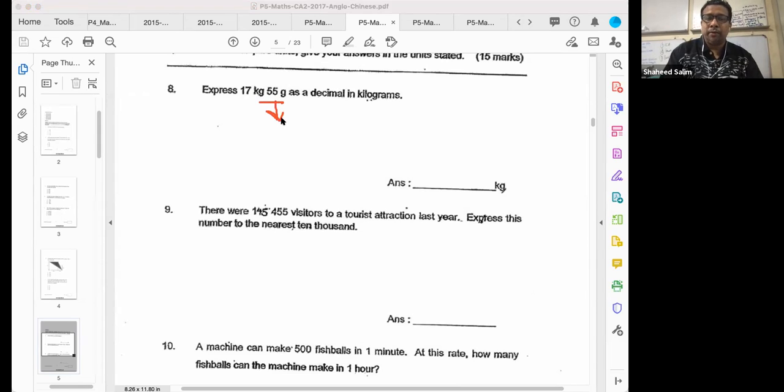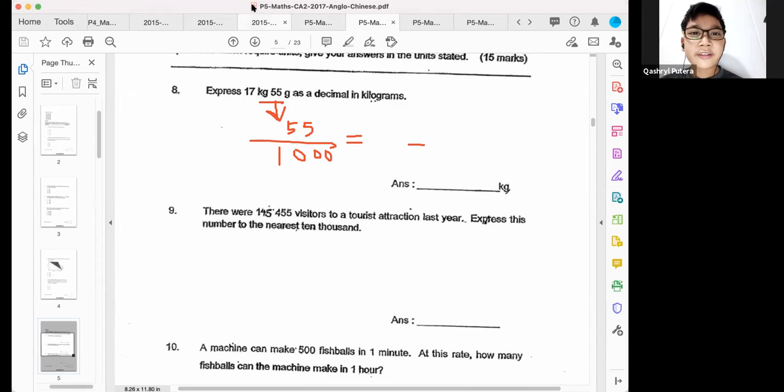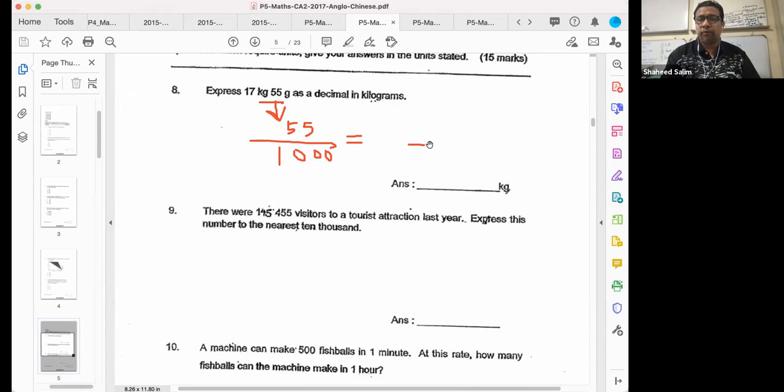First, just divide this by 1,000. So divide by 1,000, you can straight away change this into a decimal. Okay, so there are 3 zeros, right? So have 3 blanks here. Put the dot here. 55, put it in the last blanks. Down here, put 0. So this is 0.055. But you now have 17 there. So this becomes 17.055.